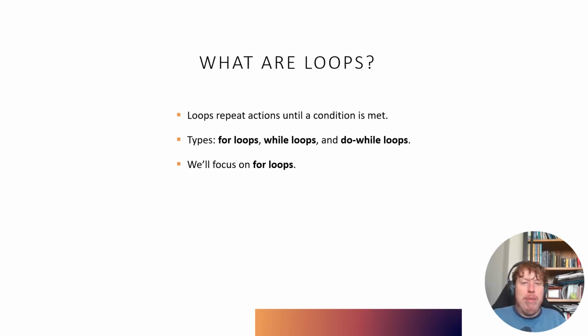There are different types of loops, such as for loops, while loops, and do while loops. Today we'll focus on for loops, which are commonly used to iterate over lists or arrays.